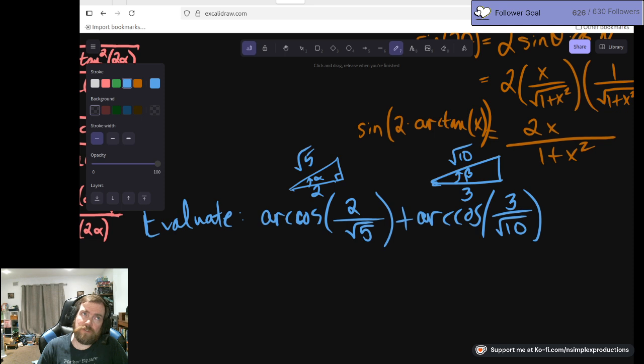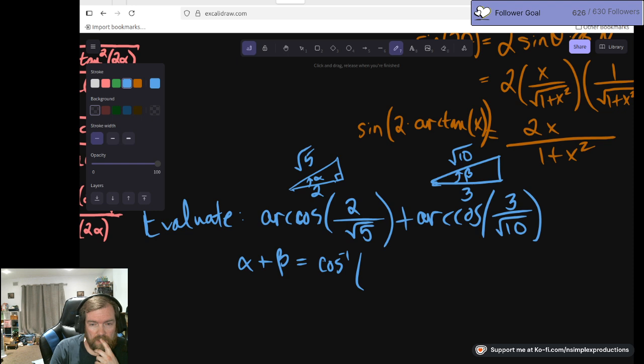So if we want the sum of two angles whose cosines are given, okay, so this is alpha plus beta is equal to the arc cosine of, because the cosine of alpha plus beta is going to be equal to the arc cosine of cosine alpha cosine beta minus sine alpha sine beta.